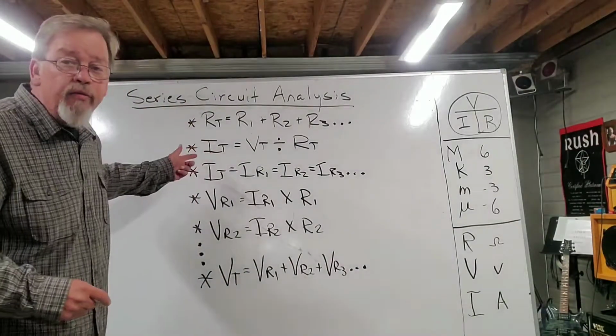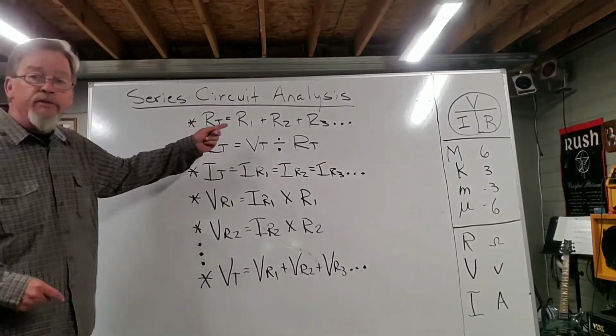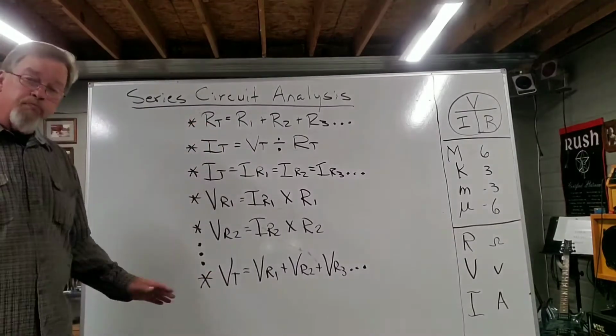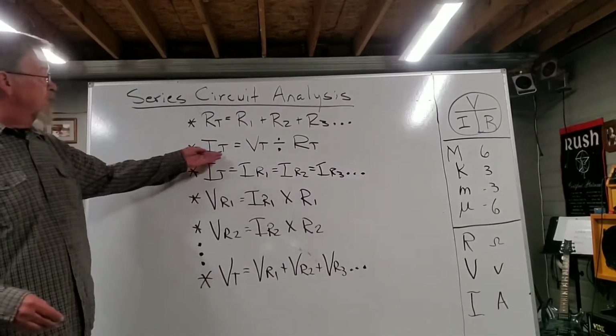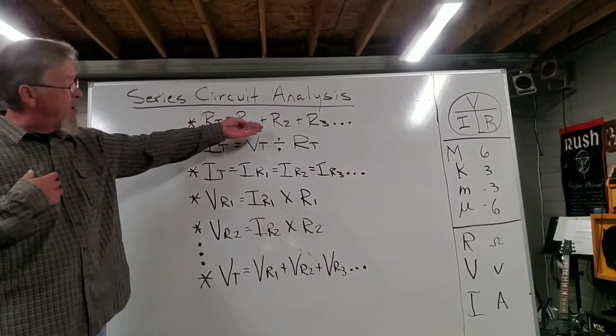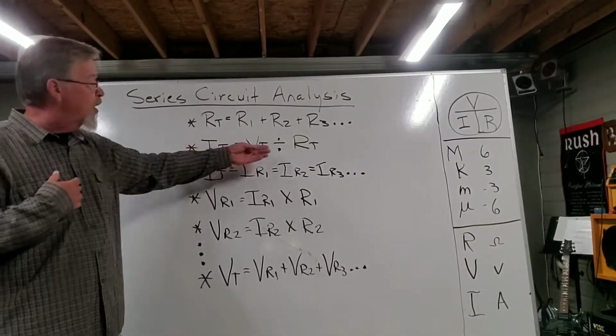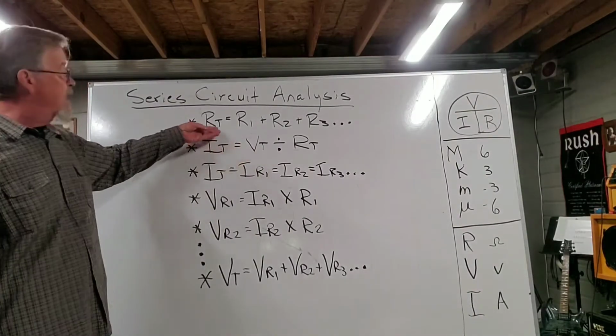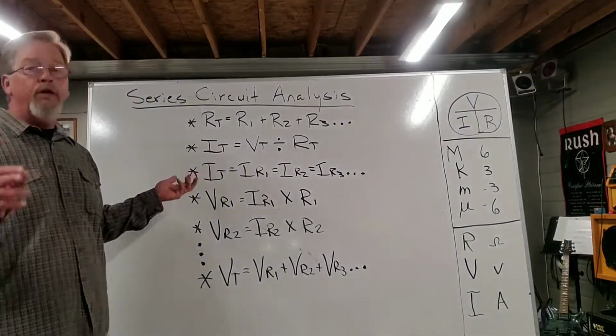Basically, what we're looking at is what we already know. The total resistance is equal to all the resistors added together. From here on out, it's pretty much straight up Ohm's law. Because if I look at this, it's telling me that if I want to find my total current, after I found my total resistance, I take my total voltage and divide it by my total resistance. So the voltage applied to the circuit divided by my total resistance is going to give me my total current.